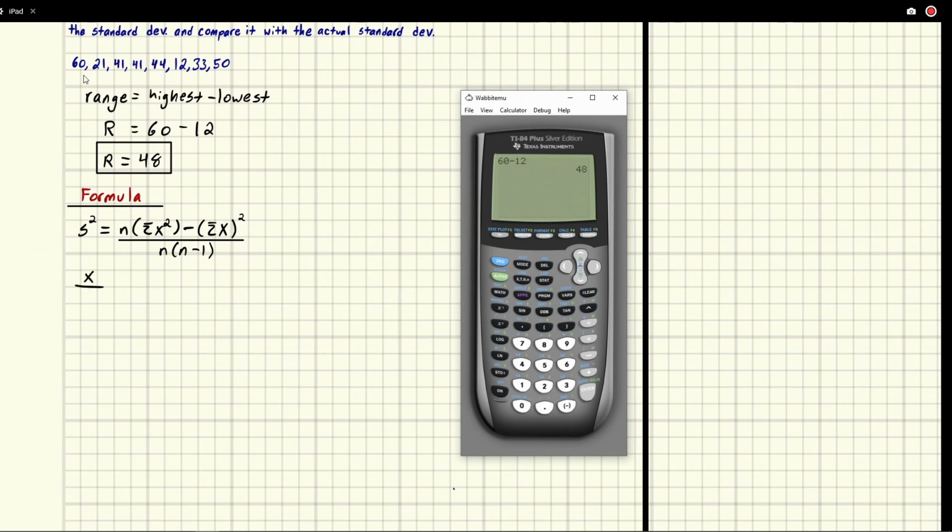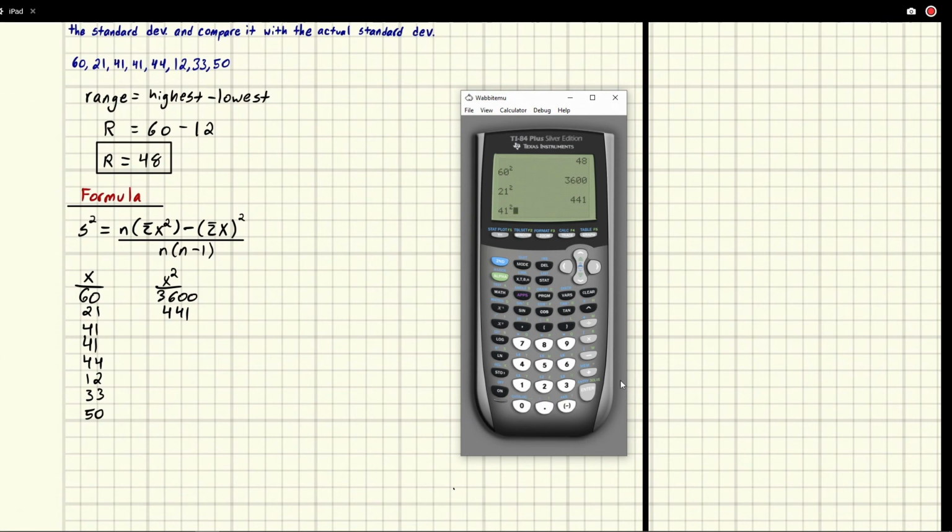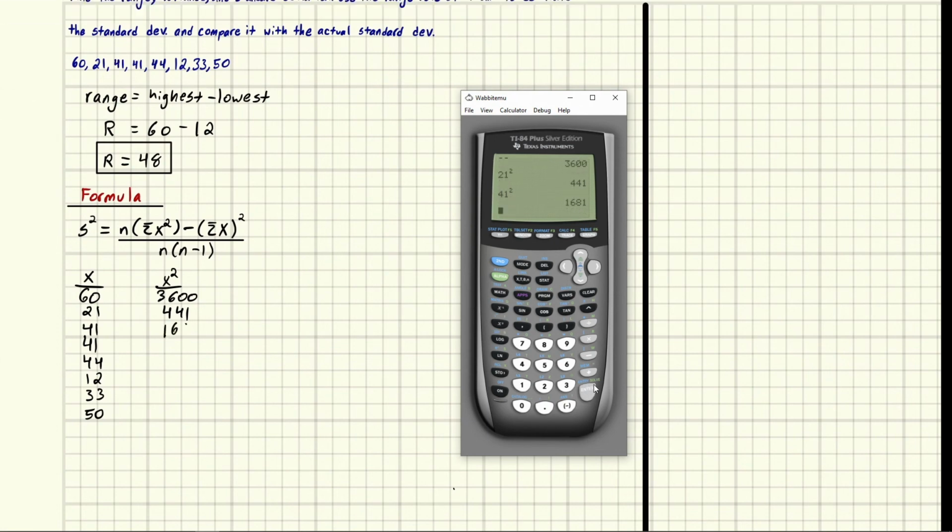I'll put x's first. So our x's are 60, 21, 41, 41, 44, 12, 33, and 50. And our x squareds are going to be 60 squared is 3600, but let's just type it in just to be 100% safe. So 3600, 21 squared is going to give us 441, 41 squared is going to give us 1681, and then that repeats, 1681.